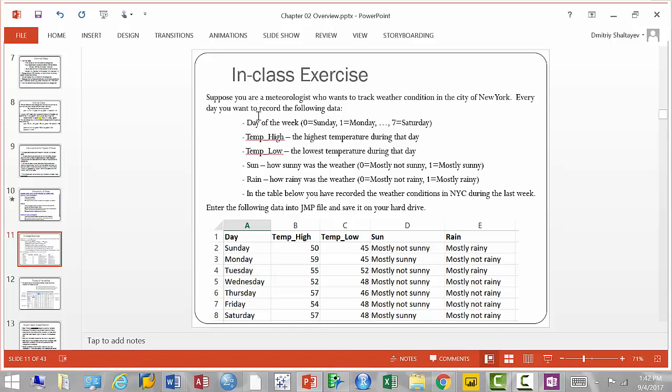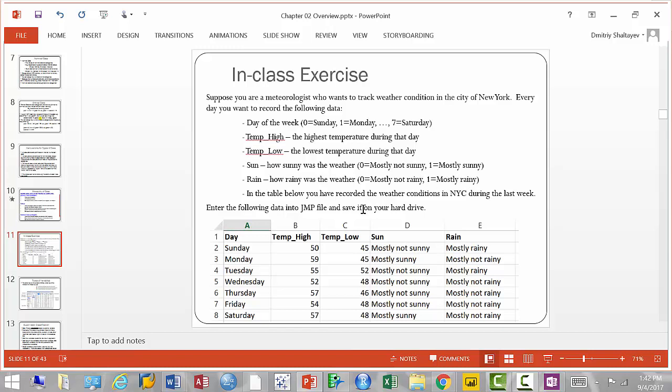Okay, so my first column is going to be day of the week, and then temperature, highest temperature of the day, lowest temperature of the day. Then it's going to be a column that says how sunny was the weather. Two things, 0, mostly not sunny, so it was overcast, or something like that, and 1, mostly sunny. Sometimes maybe clouds, maybe not, but mostly sunny. Another column will contain how rainy was the weather. 0 again, mostly not rainy, and 1 mostly rainy. So let's go ahead and create this file.